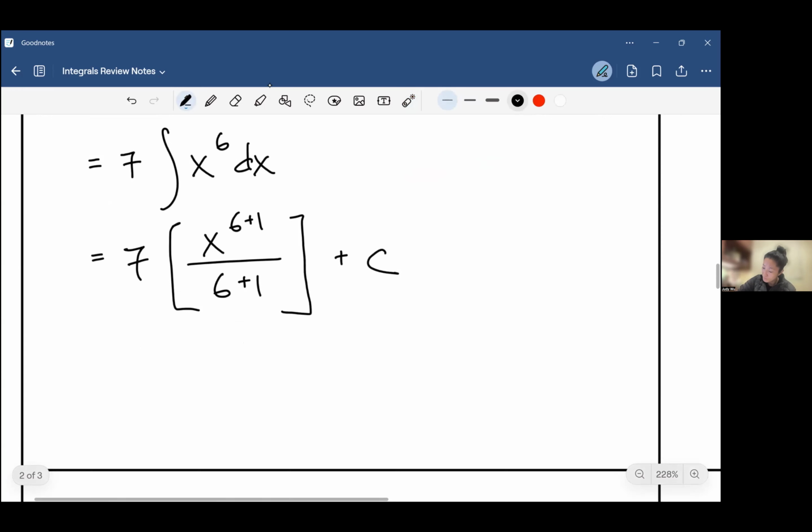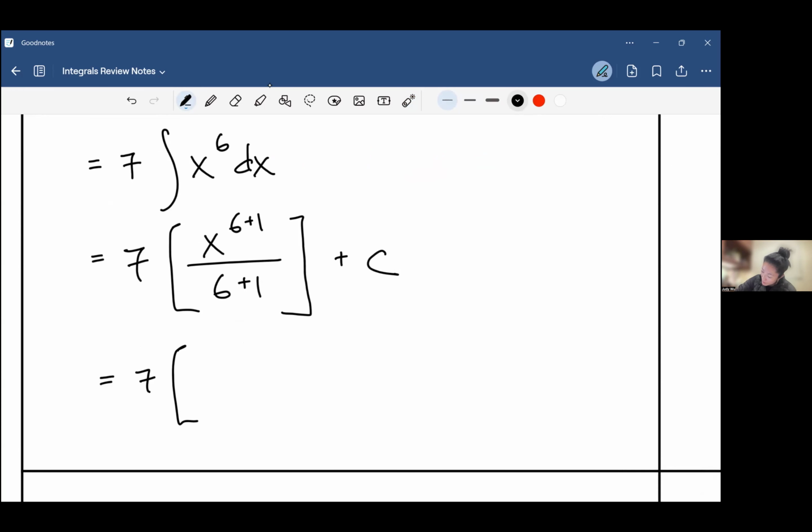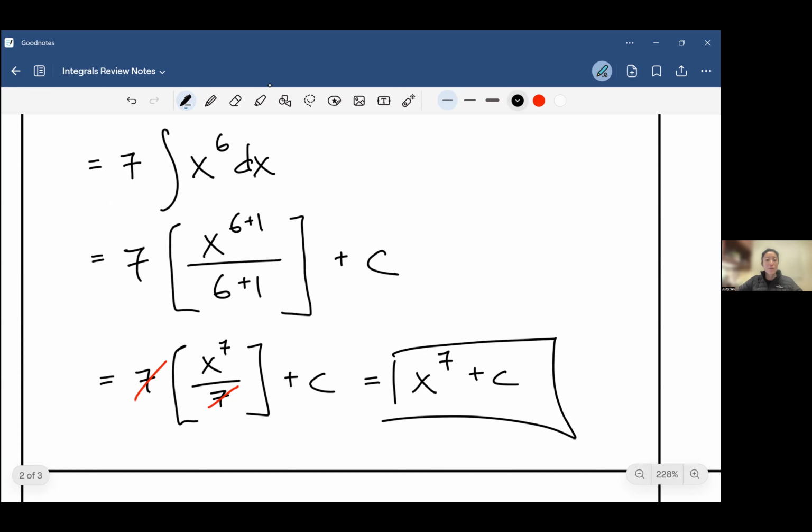Okay, now we'll go ahead and clean this up a little bit. We should get 7 times x to the 7th over 7 plus c. But this 7 and that 7 can reduce, and so we'll just get x to the 7th plus c as our integral here.